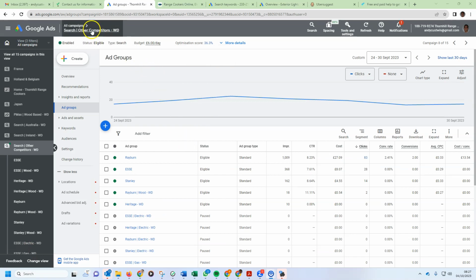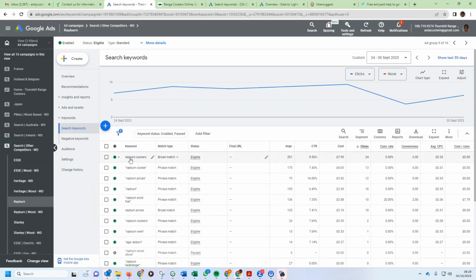So they have this campaign called Other Competitors, and we're looking at a 1 week period, and we're looking at the clicks they've got for each of the ad groups. And these are the names of their competitors that they've got active. And what we're going to do is focus on the ad group that has the most amount of clicks, because that's where most budget is being spent, and we want to make sure we're getting the best out of that budget.